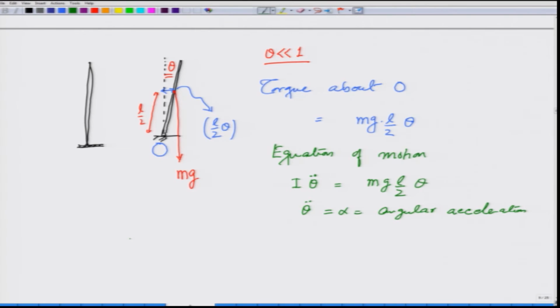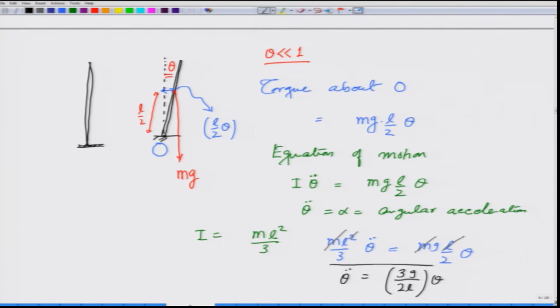Let us take this to be a uniform scale. So let us take I to be, to understand the phenomena, mL squared by 3. So the equation becomes mL squared by 3 theta double dot is equal to mgL by 2 theta. I am going to cut m from both sides, one L goes away, and I get theta double dot is equal to 3g over 2L times theta. That is the equation that describes the motion of this rod.